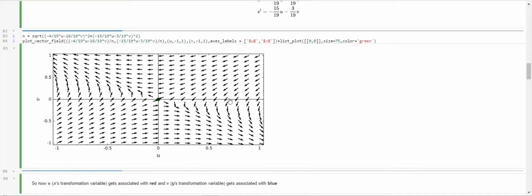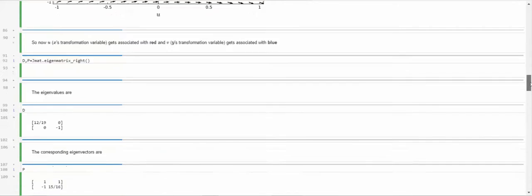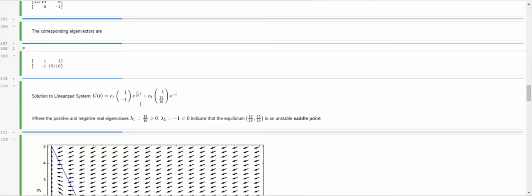First I looked at the vector field, and I saw that I got this saddle point behavior. I solved the system, and sure enough, I got a positive eigenvalue and a negative eigenvalue, and that is classic saddle point behavior.